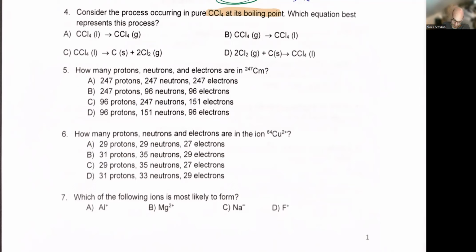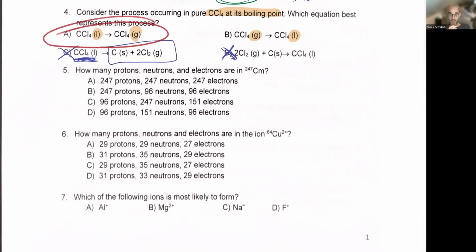So C is going from a liquid to its components. You can just eliminate that. It's not going through a chemical reaction. This is just a boiling point. It's going through a physical change. This is the opposite. We're not even starting with what we're looking at. So it comes down to these two. And really, am I going from a liquid to a gas or a gas to a liquid? We are going from a liquid to a gas. That's the point of boiling, right? Boiling is going from liquid to gas. So 4 is going to be A.